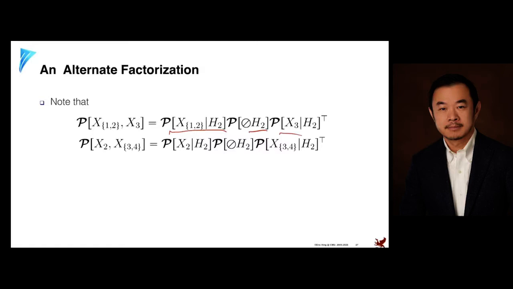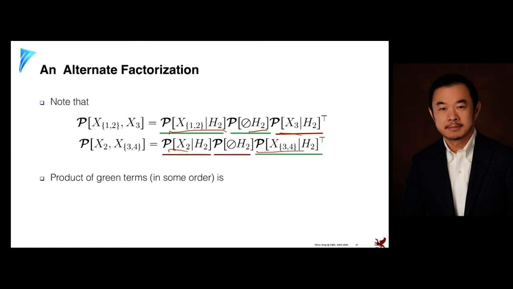And likewise, you can use the hidden variable H2 to pivot x2, 3, and 4 and get the following factorization. Okay. Now, let's just look at these two lines together. Those matrices that I underscored with a green bar, if you multiply them together, you get what? You get this, right? So x1 and 2 given h2 times p of h2 times x3 and 4 given h2 gives you the joint of x1, 2, 3, 4.